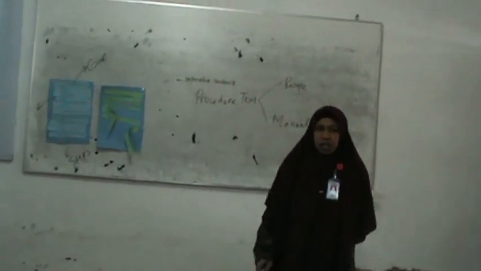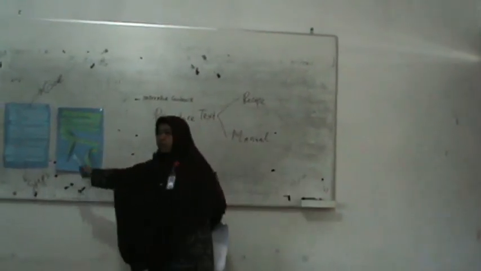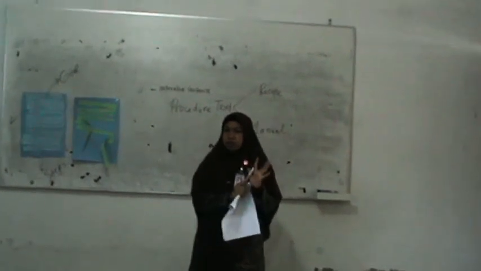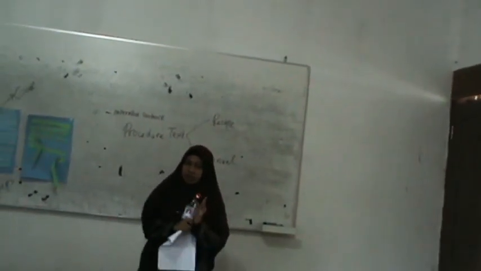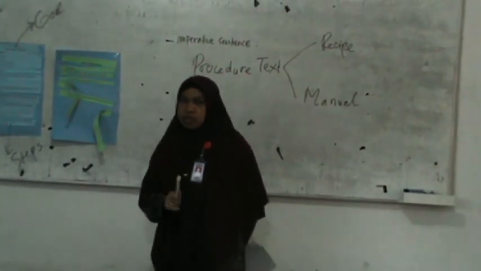The social function of the recipe is to describe to the reader how to make something, such as how to make a cup of Milo, how to make rujak, how to make noodle, and etc. And about the procedure text of manual, it is about how to use something.